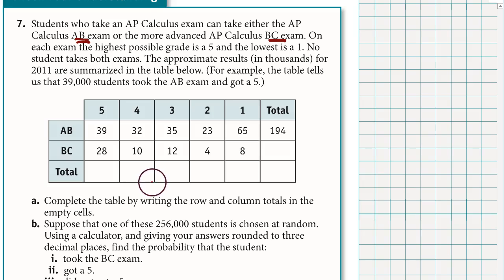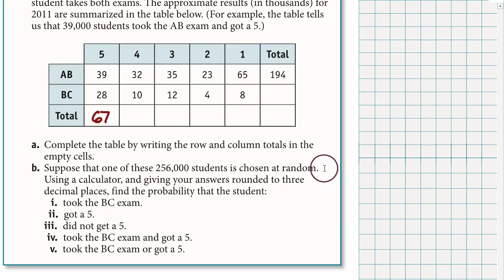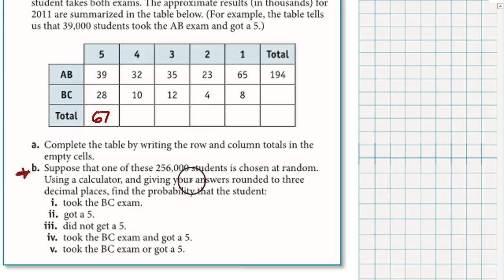Notice that any of the missing boxes could be figured out by totaling things. In the first column, if you add 39 plus 28, you could figure out that this missing box is 67. You could do that as needed for any of the other boxes. From this, you could answer various probability situations. Question B. Suppose that one of these 256,000 students is chosen at random. Using a calculator, find the probability that each student, and then there are these different questions.